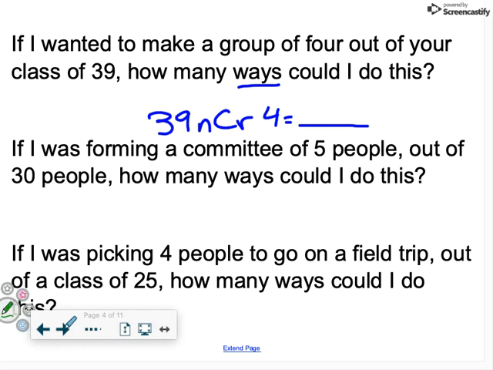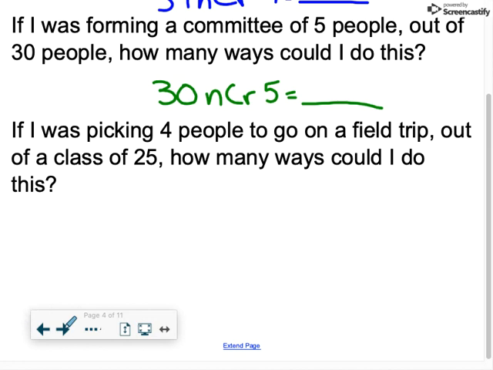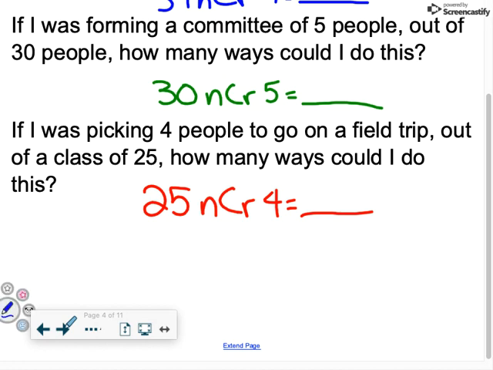The second one says, if I was forming a committee of 5 people out of 30, how many ways could I do this? 30 is our big group, 5 is the small group I'm taking out of it, and then I solve that by plugging it into our calculator. The last one says if I was picking 4 people to go on a field trip out of a class of 25, 25 is my large group, 4 is the small group I'm taking out, and then we get our answer.